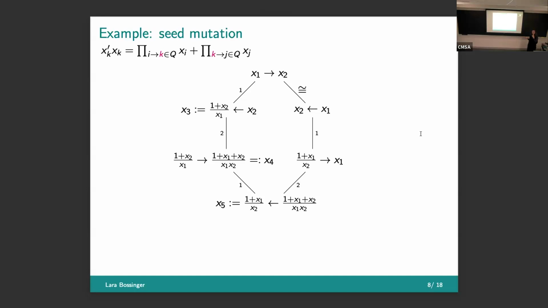Questions or comments? Is there a reason why you went 1, 2, 1, 2, or could you keep mutating at 1? Yes, I could, but then you undo the previous step. Exactly, it's an involution, so I could do 1, 1, but I would always come back. I could have started with 2. That was a choice. I could start with 2, then 2, 1, 2, etc.